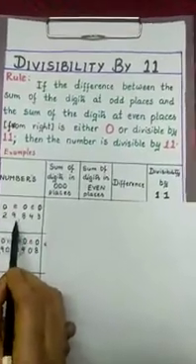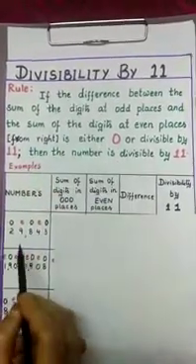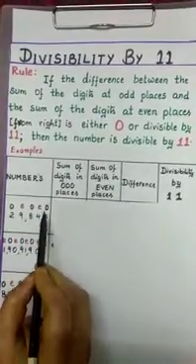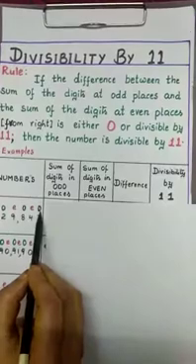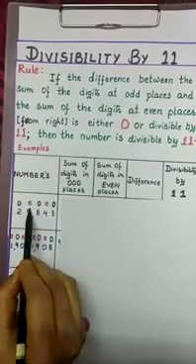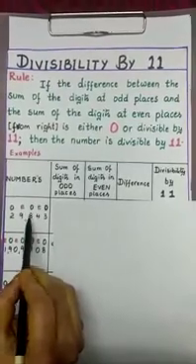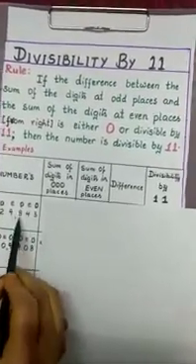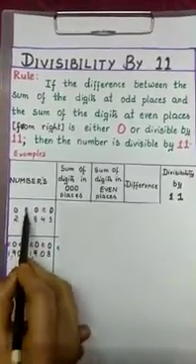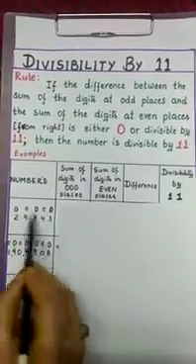The first number is 29,843. Whenever any number is given, to check divisibility by 11, we have to mark the places on top of the digits. The first place is odd place, second place is even place, third place is odd place, fourth place is even place, fifth place is odd place. Children, seeing the digits, don't write. As 8 is even, don't write even here. This 8 is in the third place, which is odd place. And 9 is an odd number, don't write odd here. 9 is in the fourth place, which is even place. So you have to mark the places from right.